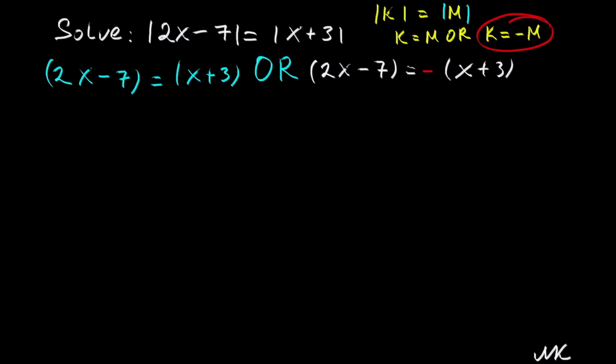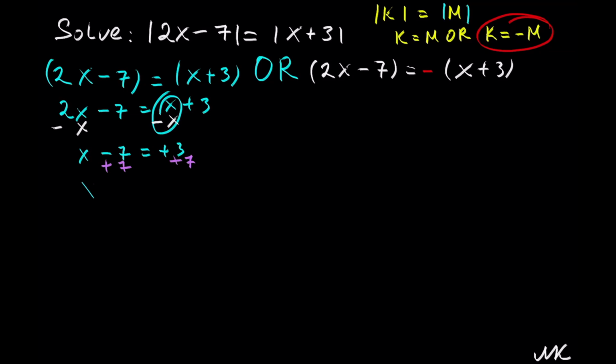So the first equation is 2x minus 7 is equal to x plus 3. Let's bring x to the same side. So we have minus x on both sides. This gives us 2x minus x, 1x minus 7 equals, this adds up to 0, so we have plus 3. We have x minus 7 equals 3, so to solve for x, let's add 7 on both sides. And we get x, this adds up to 0, is equal to 3 plus 7 is 10.